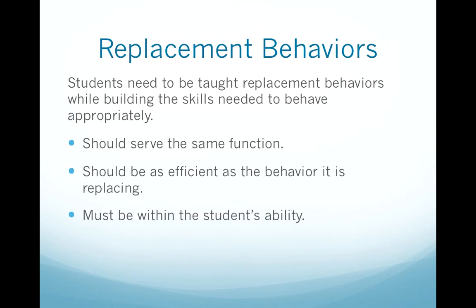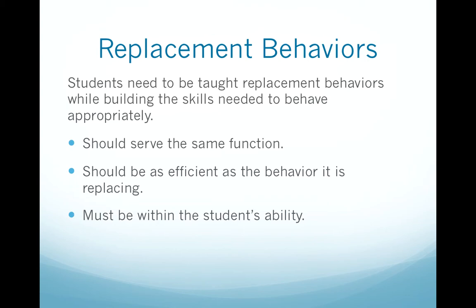So finally, we're going to look at replacement behaviors. Students need to be taught replacement behaviors while building the skills necessary to behave appropriately. It should serve the same function. They should get the same thing out of what they were trying to do before. So for example, if a student acts out when he's given a difficult task and the teacher automatically goes over and helps the student, he's going to continue to act out later to get that help because he knows that's how he gets the attention.